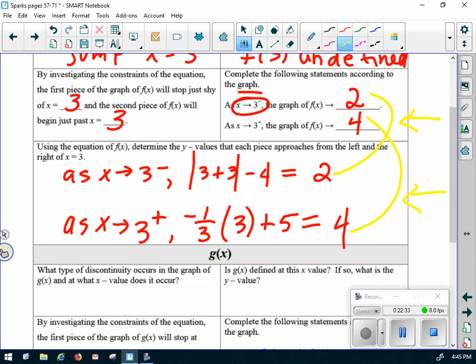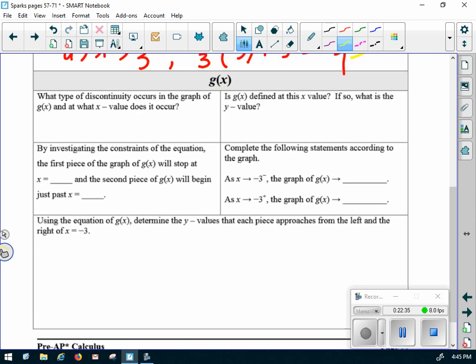Now we're going to do the same thing for those other 3 functions. Let's look at g of x. What type of discontinuity occurred on g? Well, we already said it was a jump, and we said it happened at x equal negative 3. Is g of x defined at this x value? So does g of negative 3 exist?